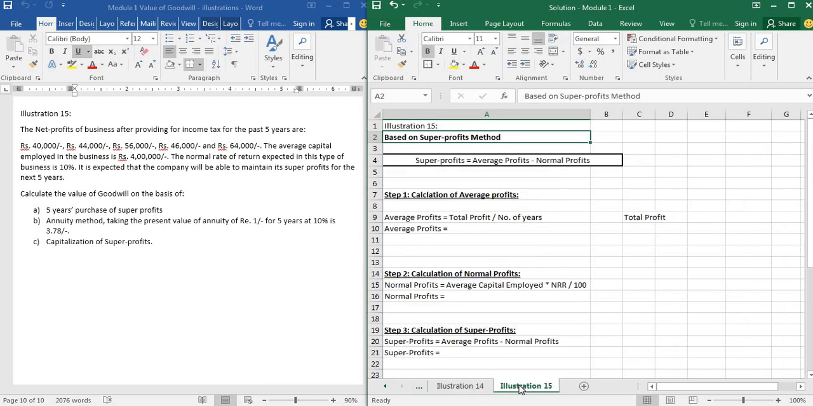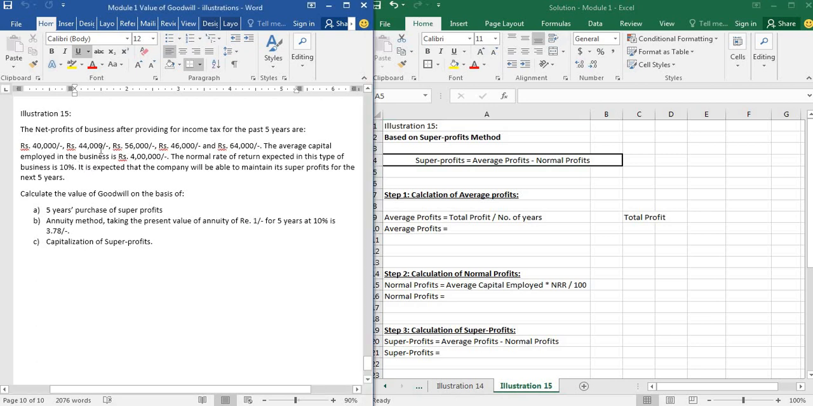Okay. Now let us move on to the next illustration, which is illustration 15. The net profits of business after providing for income tax for the past 5 years are: 40,000, 44,000, 56,000, 46,000 and 64,000. They have given us 5 years profit. They are not in ascending order or descending order.